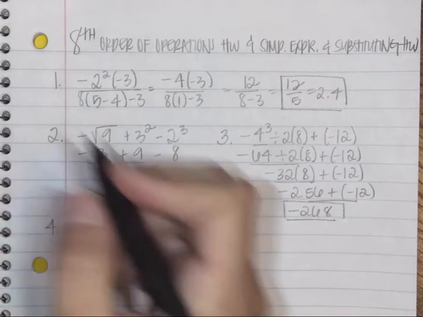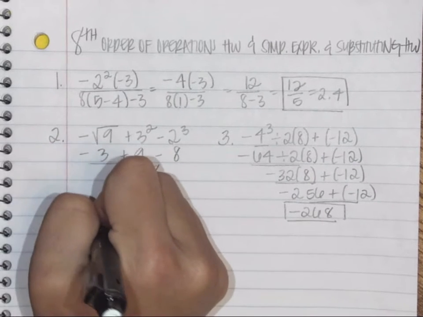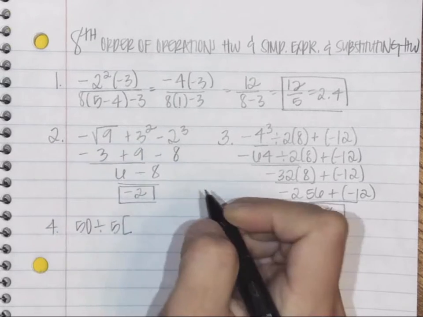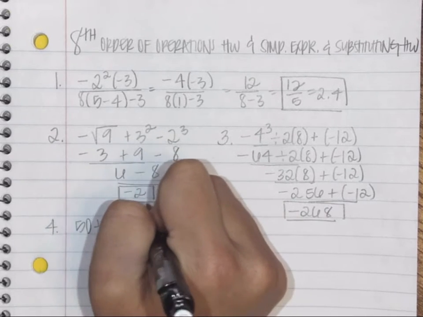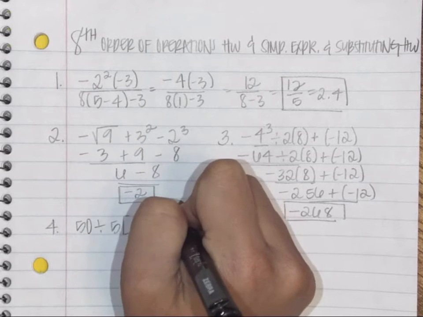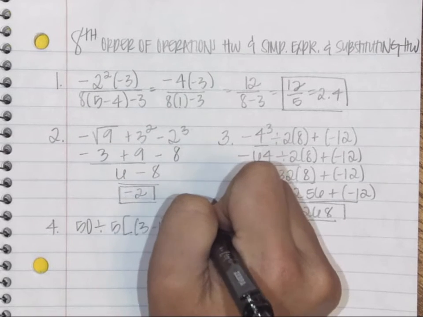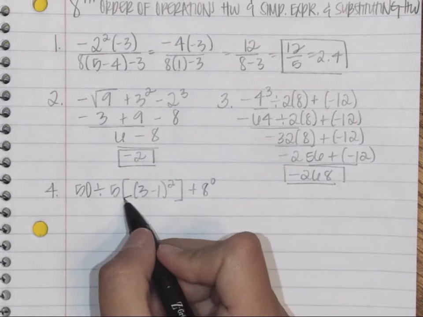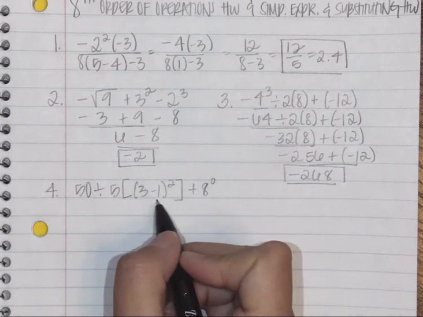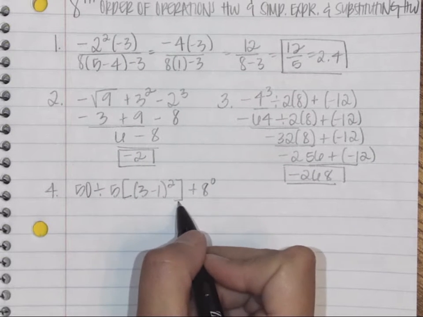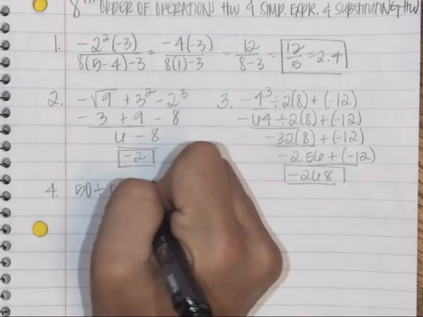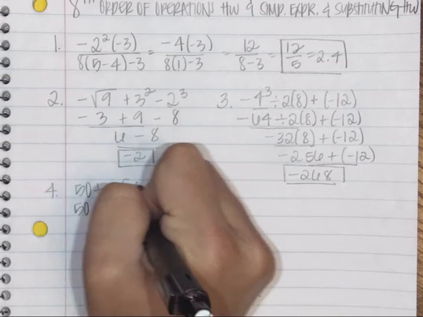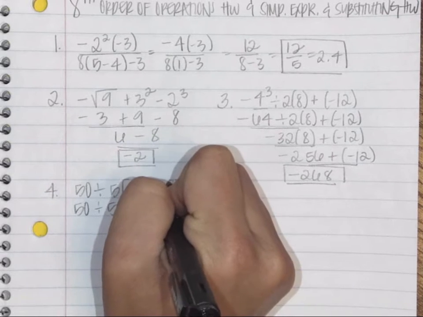Number 4, we have 50 divided by 5 and a bracket. We have 3 minus 1 squared plus 8 to the 0 power. So we are going to start with our parentheses. Brackets are a form of parentheses, so we're going to work within those brackets first. And within the brackets, we do PEMDAS, which would be the parentheses. So 50 divided by 5, and then 3 minus 1 is 2.